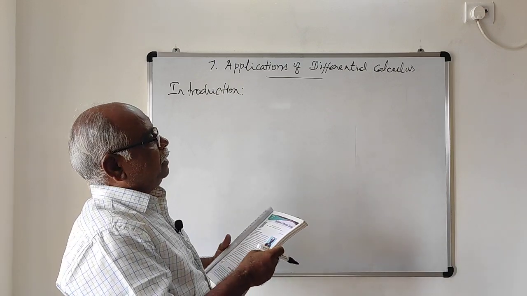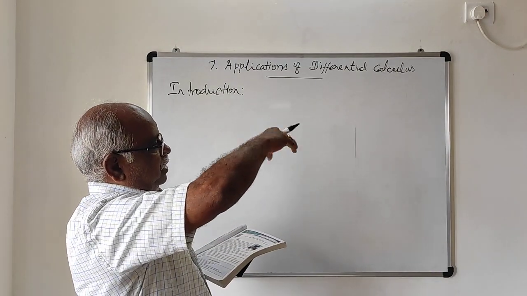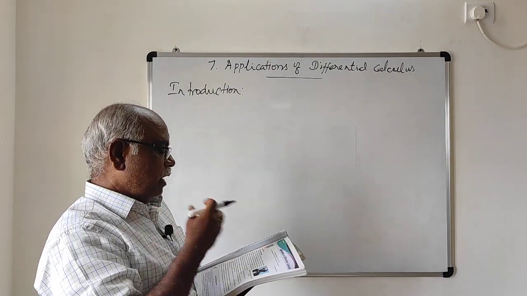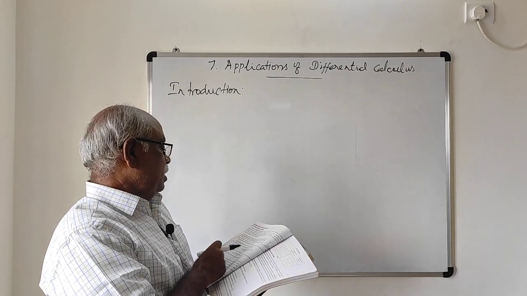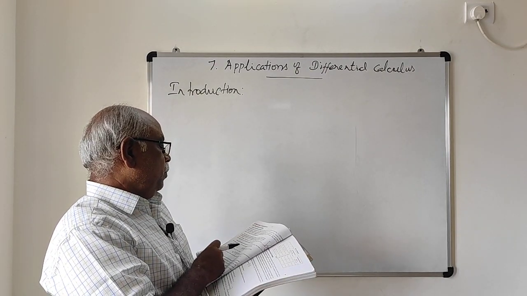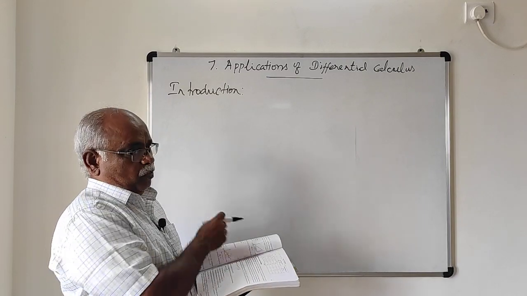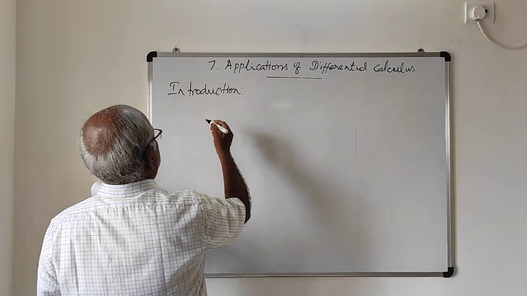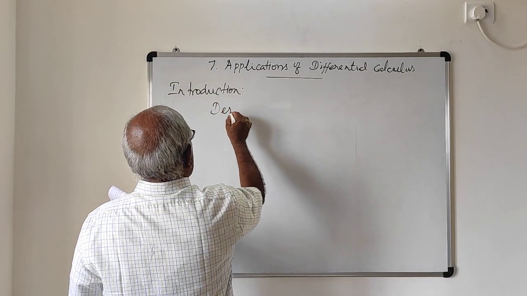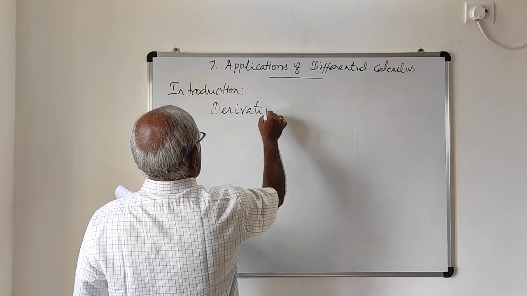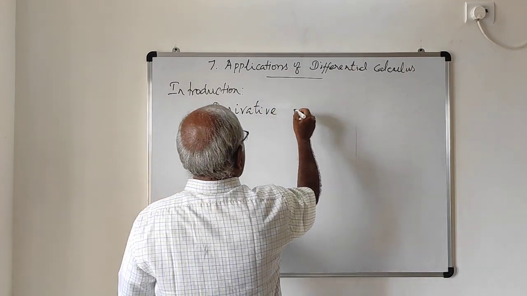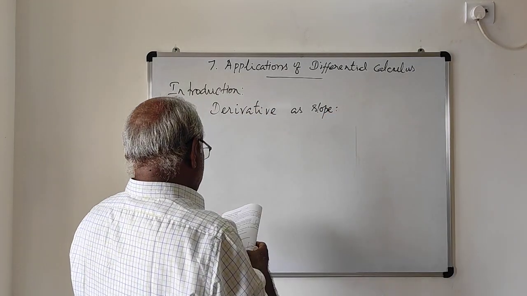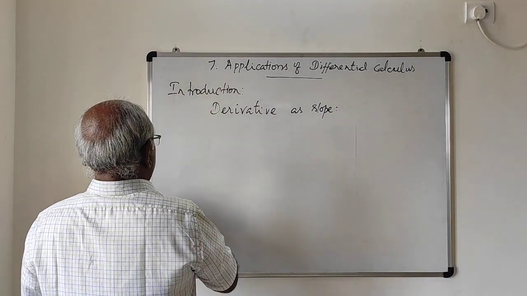Approximation and everything is used in this topic. Now we will see the first unit in this topic, applications of differential calculus. Derivative, the meaning of derivative, that is, derivative as slope. Our first idea is derivative as slope. Slope or gradient of a curve.